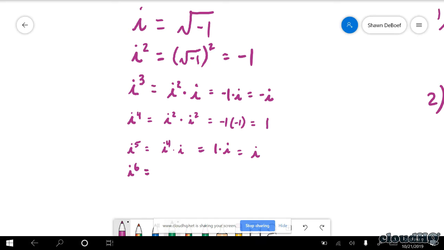And if we go with I to the sixth, well, that's I to the fourth times I squared. I to the fourth is 1. I squared is -1. So we get -1. You start to see repetition.